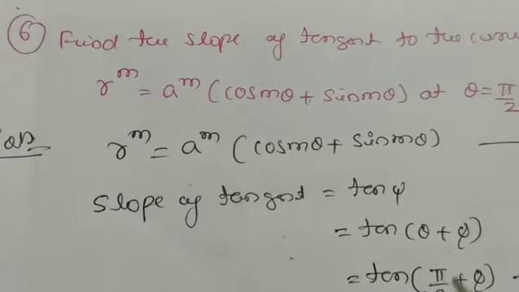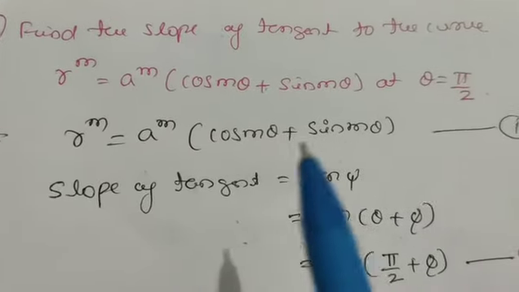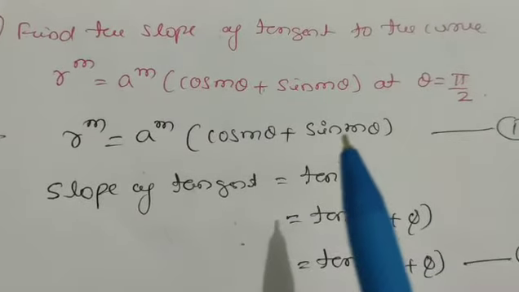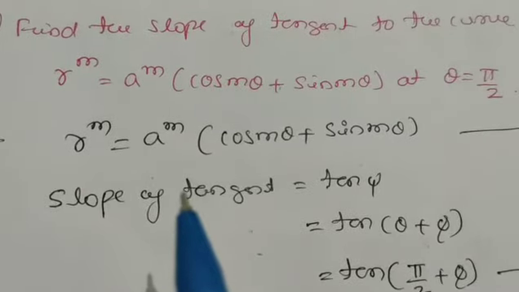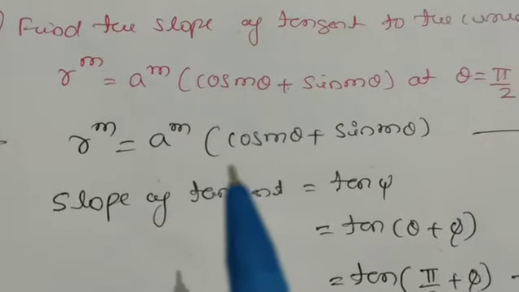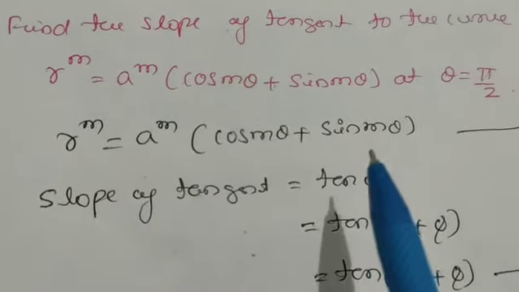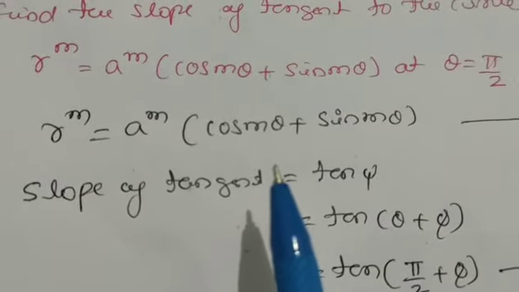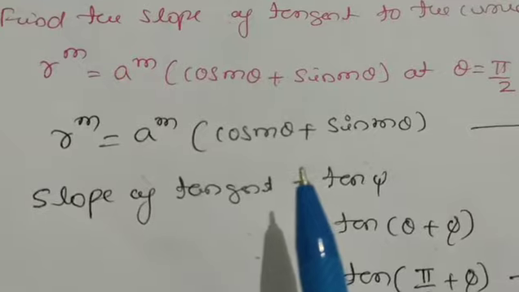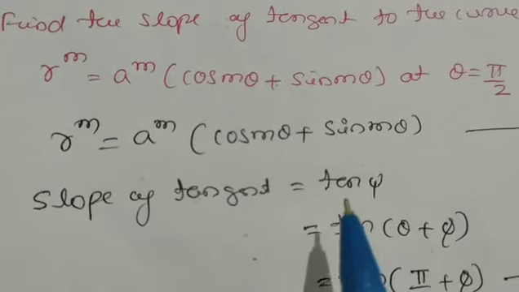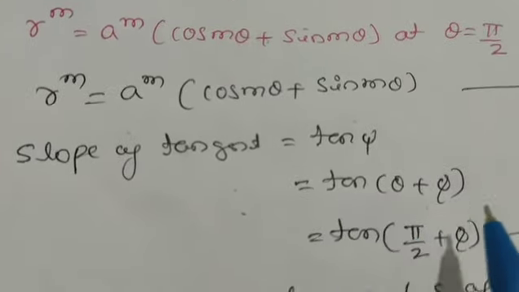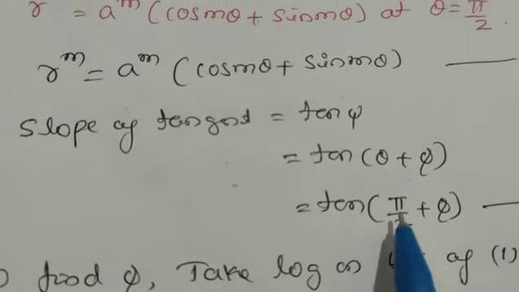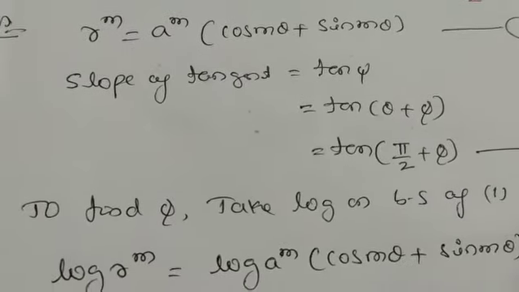Take one more last example. Find the slope of the tangent to the curve. It is also a similar type of example, only the equation is different. r raised to m is equal to a raised to m into cos m theta plus sin m theta at theta equals pi by 2. First you write r raised to m as it is. Then we know the slope of tangent is tan psi equals tan of theta plus phi, and here substitute the value of theta, it is pi by 2 plus phi. Take this as equation number 1.